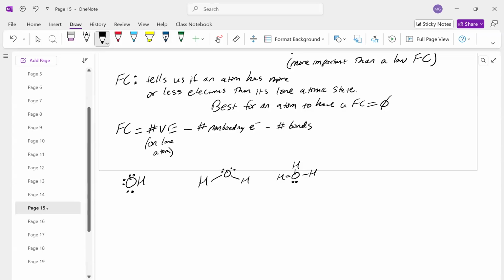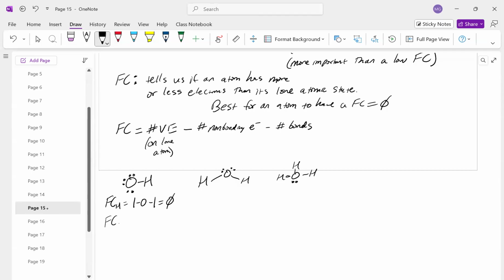So first thing I'm going to do, let's calculate the formal charge of hydrogen. So hydrogen has one valence electron. It doesn't have any non-bonding electrons. There's no lone pairs around it. And there is one bond to it. Actually, I'm going to draw that bond out. Sorry, I went into OChem mode for a second. And so the formal charge of hydrogen is 0.